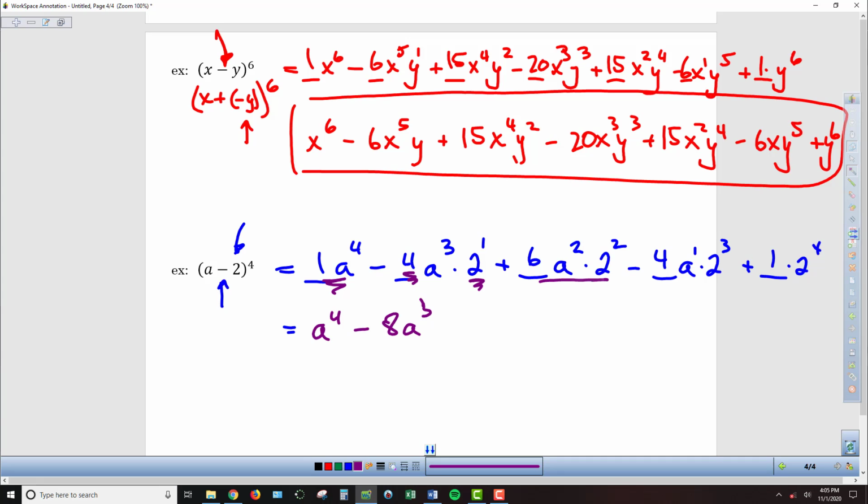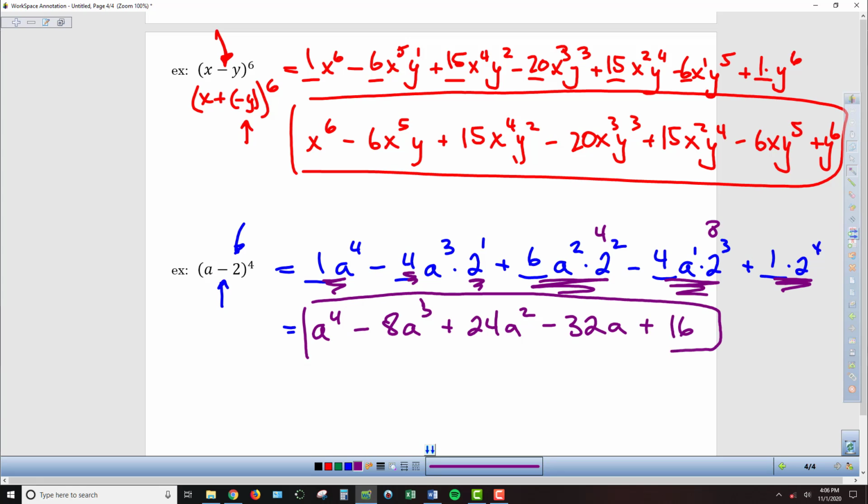And then the next term here, I've got 6 times a squared times 2 squared, so 2 squared is 4, so 6 times 4, I get 24, and then a squared. Moving on to the second to last term, I'm going to be minus, then I've got 4 times a to the first times 2 to the third. So a reminder, 2 to the third is 8. So I've got 4 times 8 is 32, and then just a to the first, or just a. And then for the last term here, we're back to plus. 1 times 2 to the fourth, 2 to the fourth, 2 times 2 times 2 times 2 is 16. And so we have our result.